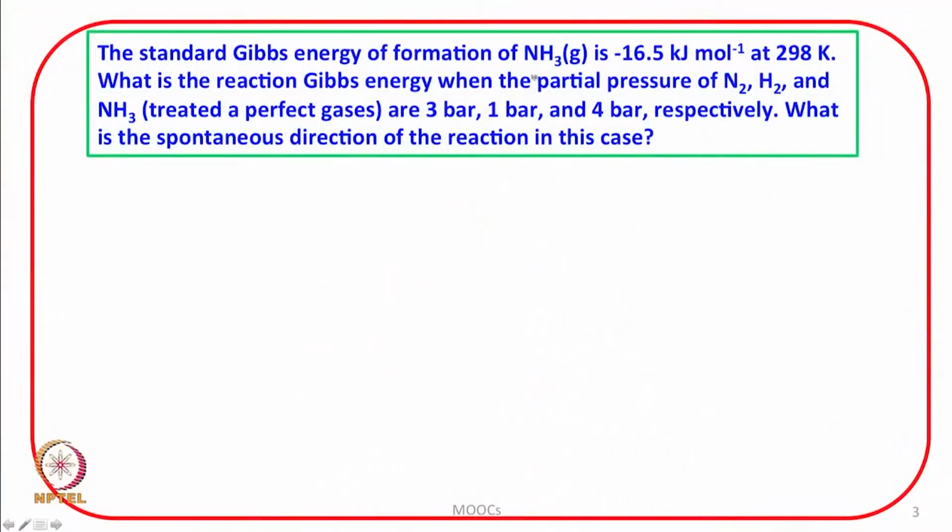Once again, let us see what is the given information. We are given the standard Gibbs energy of formation of ammonia, which is minus 16.5 kilojoules per mole. And we are also given the partial pressures of nitrogen, hydrogen and ammonia, and we have been asked to treat these gases as perfect gases. The partial pressures of nitrogen, hydrogen and ammonia are 3, 1 and 4 bar respectively. So, at this composition, we have to find out whether the reaction will be spontaneous or not.